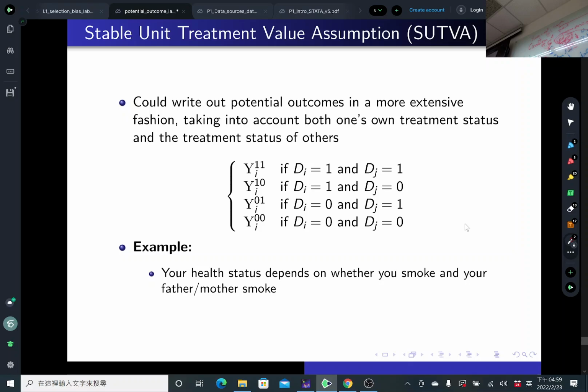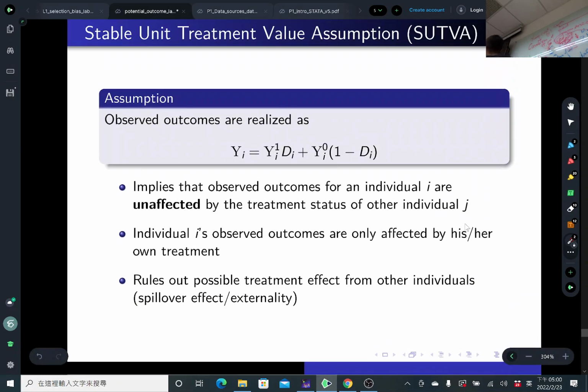And also you can try to choose examples that do not have a lot of externality or spillover effects. Try to avoid this. Because the current literature, current knowledge, actually cannot really deal with this problem. That's why we need to make this assumption: your observed outcome depends on yourself, your own treatment. Any other questions? Okay.